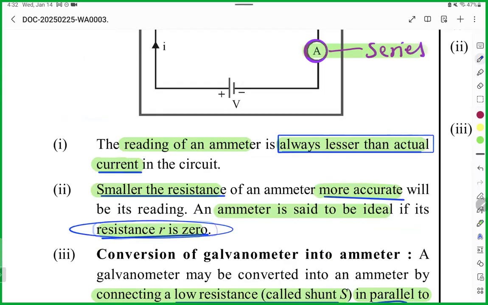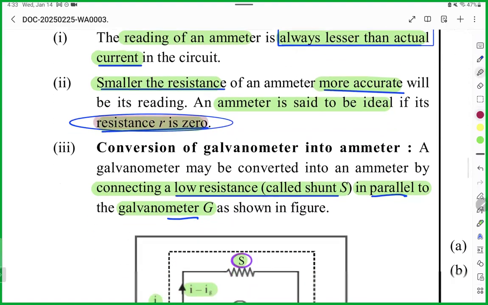Internal resistance. Why? Less resistance, more current. More current, more accurate. Correct. That's why if you want to make an ammeter, you need minimum resistance. When resistance is minimum, current is maximum, and that is a good thing. You want to measure current, so you want maximum current. How to get minimum resistance?